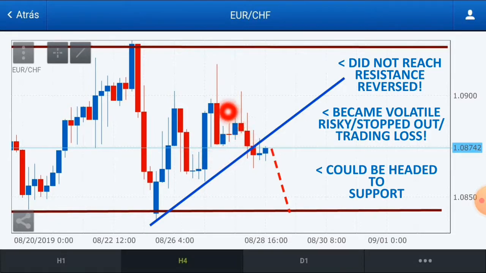So this is an example of volatility that can take place when the market is moving against the main trend direction. And so it is highly recommended to avoid these movements that are taking place against the main trend direction.